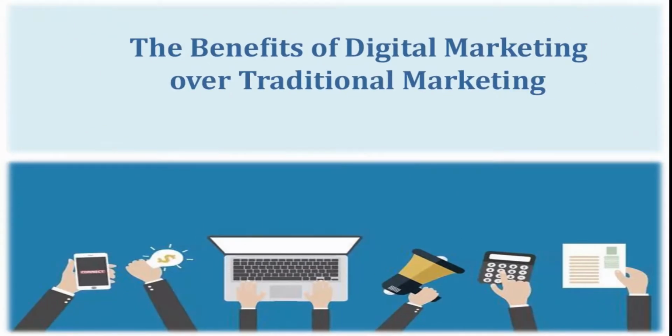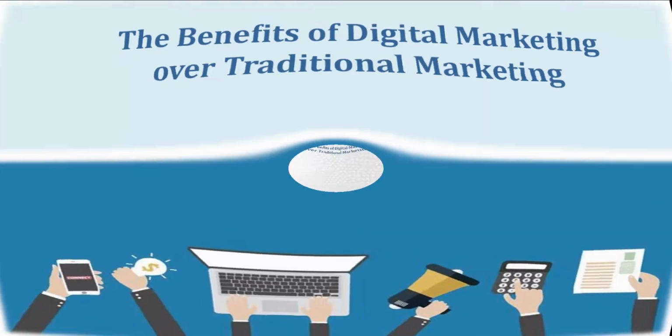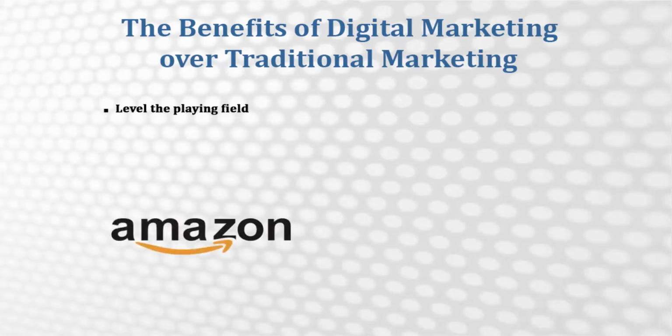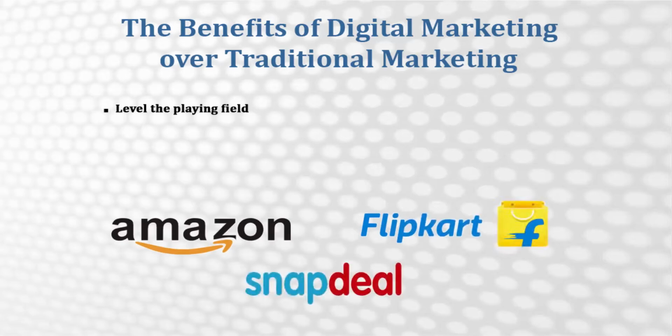Let us now understand the benefits of learning and implementing digital marketing in comparison to traditional marketing. The first one is the level of playing field. We have a number of players operating on the same platform. For example, Amazon, Flipkart, Snapdeal are catering to the same audience or maybe different consumers at the same time.